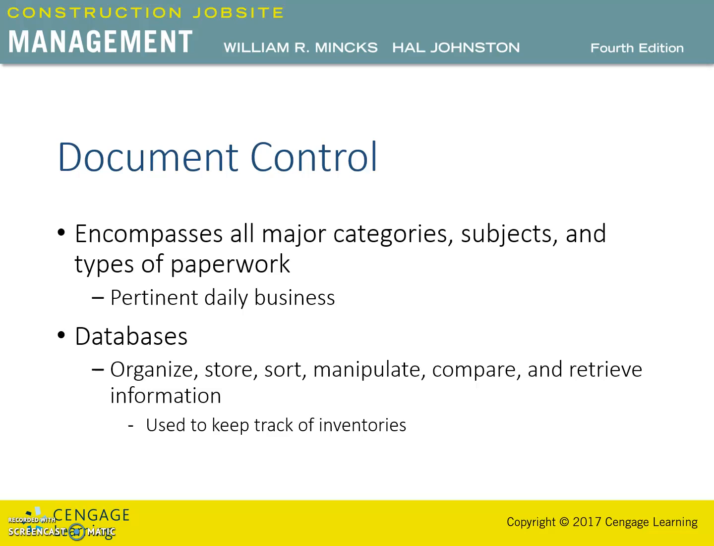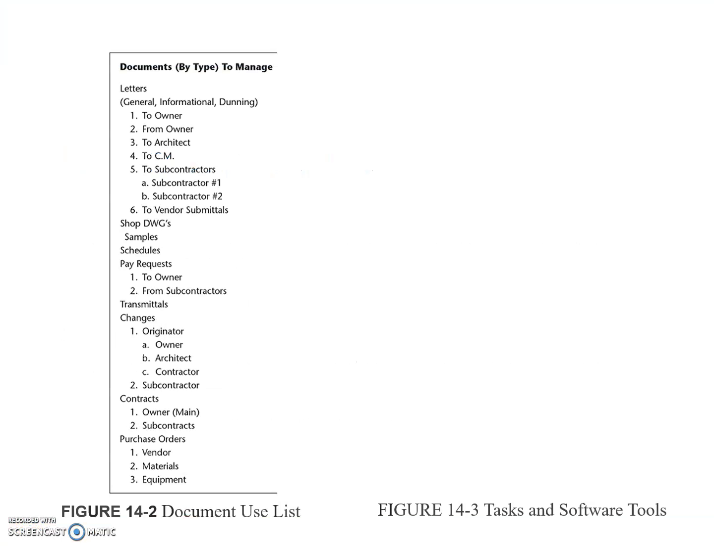These databases can be used to organize, standardize, store, sort, and retrieve documents used on a project. This figure lists the documents by type and the area or category in which they are used or tracked on many construction projects. In this document list, many documents are filed in different places, but issues that relate to more than one area are not filed together.